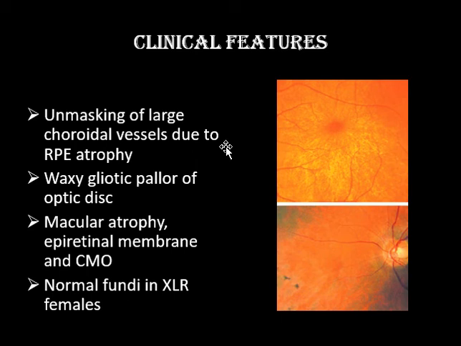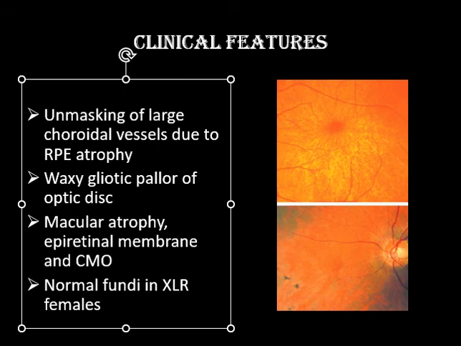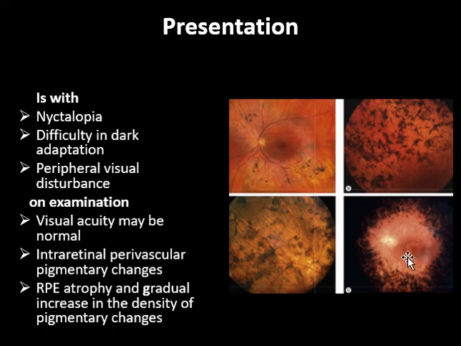And there is waxy gliotic pallor of the optic disc. The optic disc becomes pale, and there is macular atrophy. There can be macular atrophy, epiretinal membrane formation, or cystoid macular edema. Here, this one, see, this is cystoid macular edema. This is the area. There can be atrophy also. There can be cystoid macular edema, and there can be epiretinal membrane formation. So the patients actually lose their central vision because of these three problems.